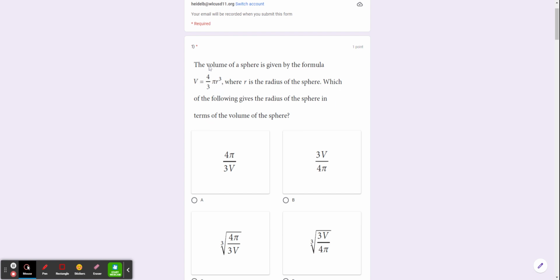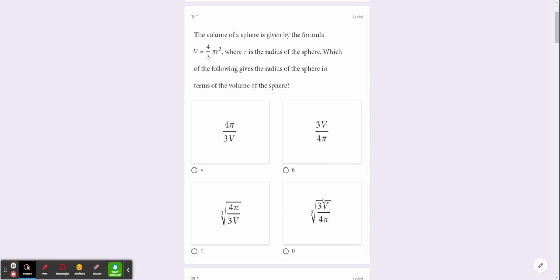So it's asking us to solve our volume equation to get r by itself. The first thing we need to move is the fraction. To move a fraction across, you multiply by its reciprocal. So we're going to need a 3/4 in our answer, which means it has to be one of these two, either choice B or choice D.